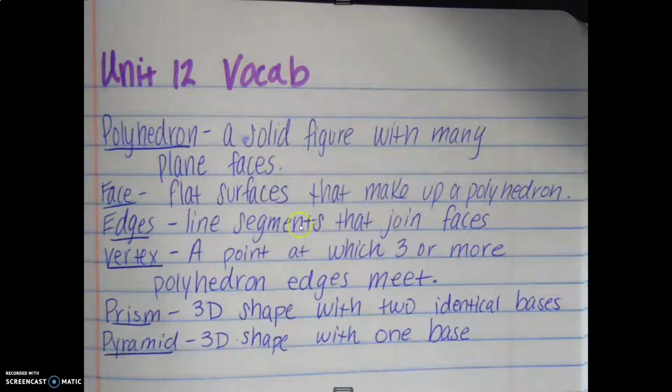Edges are the line segments that join the faces. A vertex is a point at which three or more polyhedron edges meet. A prism is a three-dimensional shape with two identical bases, and a pyramid is a three-dimensional shape with one base. And so let's talk about the differences.